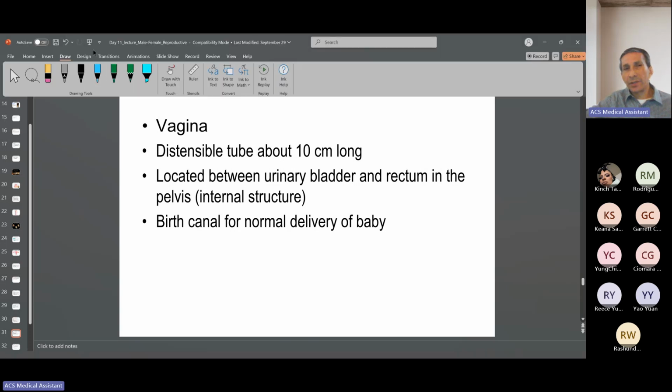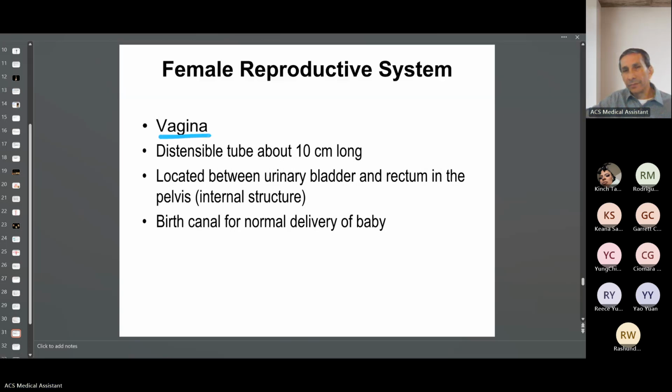Next, the vagina. It is a structure like a tube, located in between the urinary bladder and the rectum. That's why when we need to evaluate the rectum or the urinary bladder, they put the fingers through the rectum, whether it's males or females.